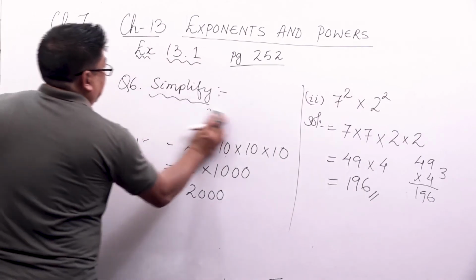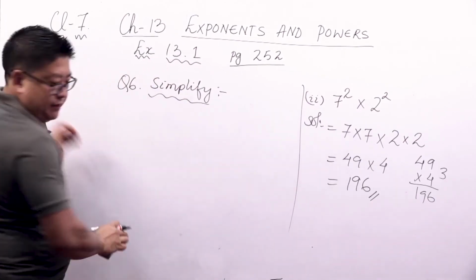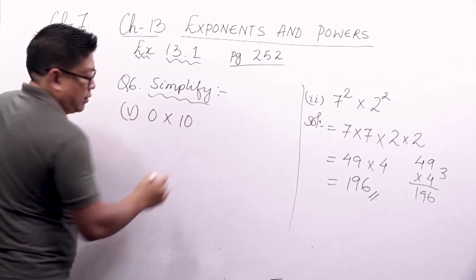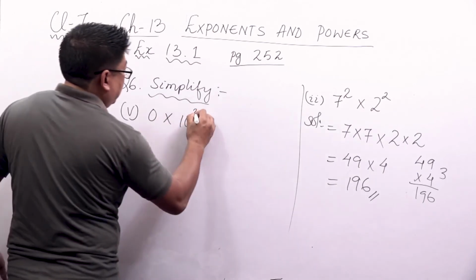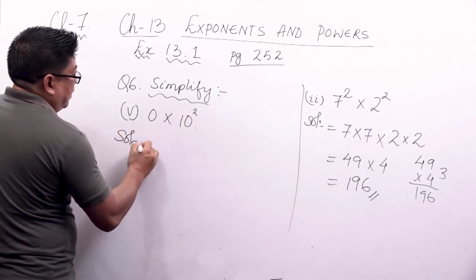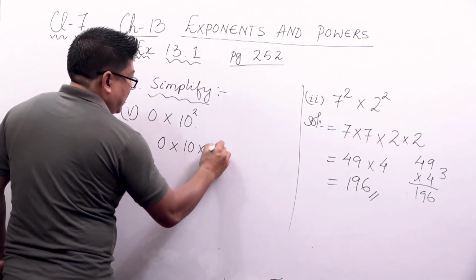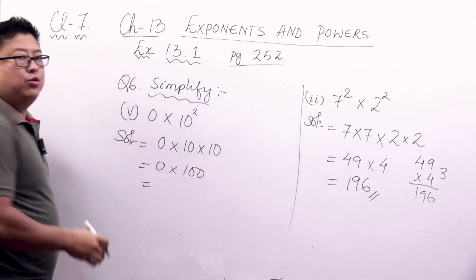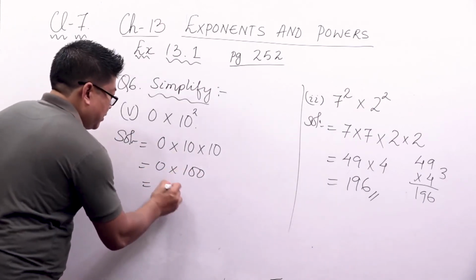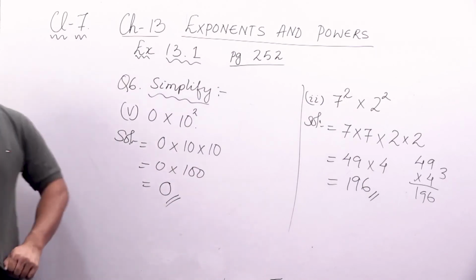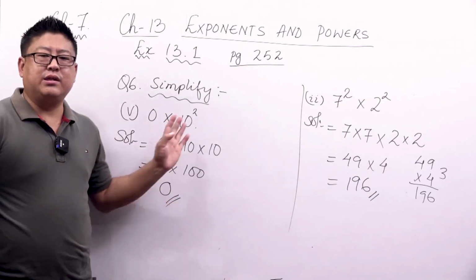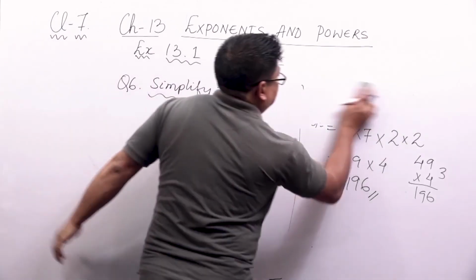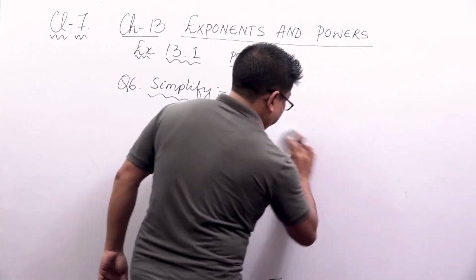All right. Let's look at a different question. Here, 0 into 10 to the power 2. So the solution: 10 to the power 2 means 10 into 10, which is 100. 0 into any number, you get 0. You multiply 0 with any number, 0 into 1000, 0 into 1 lakh, you still get 0. Okay? So your answer here is 0. The rest of the questions are also similar.